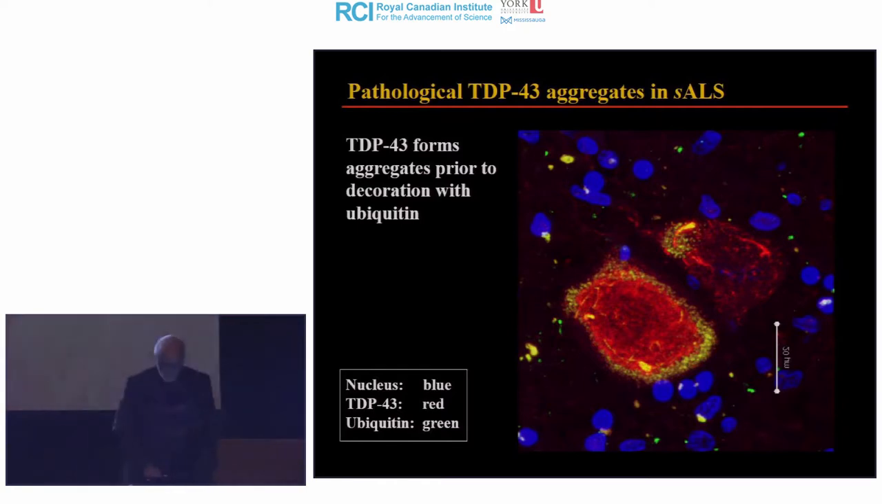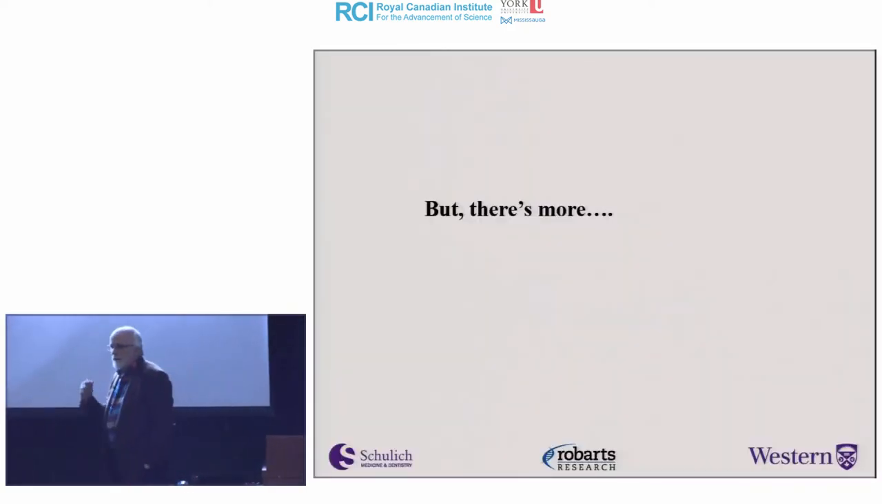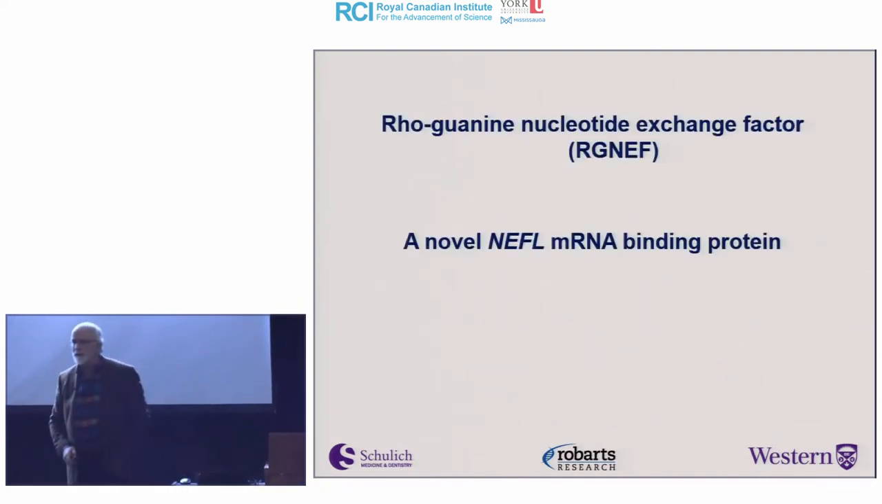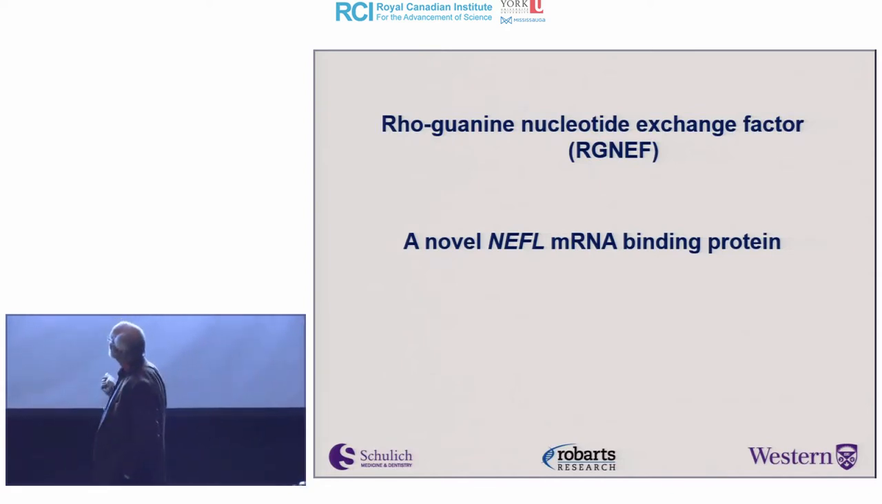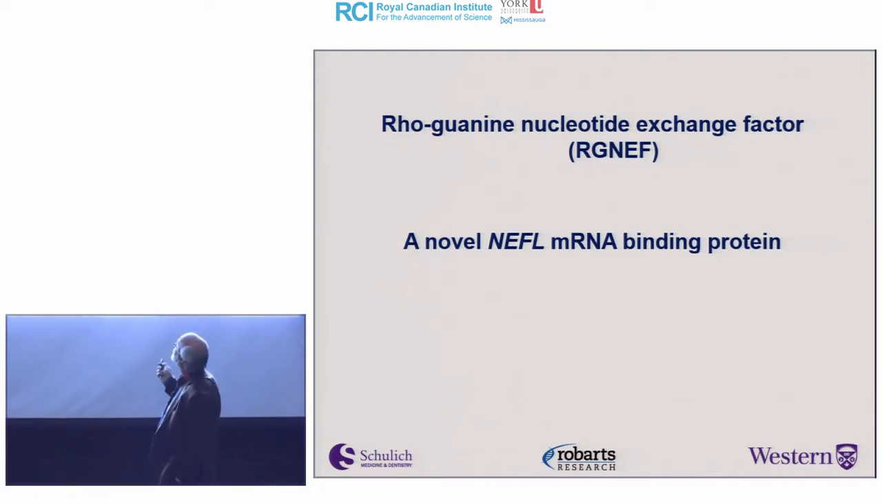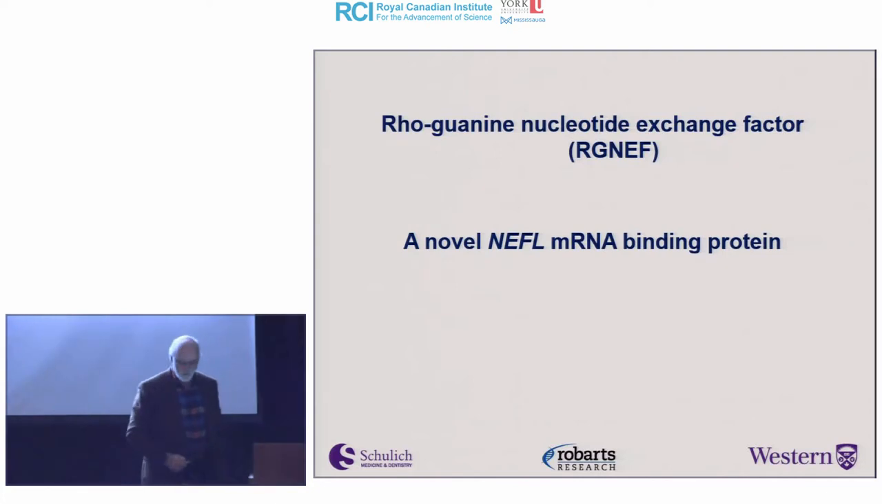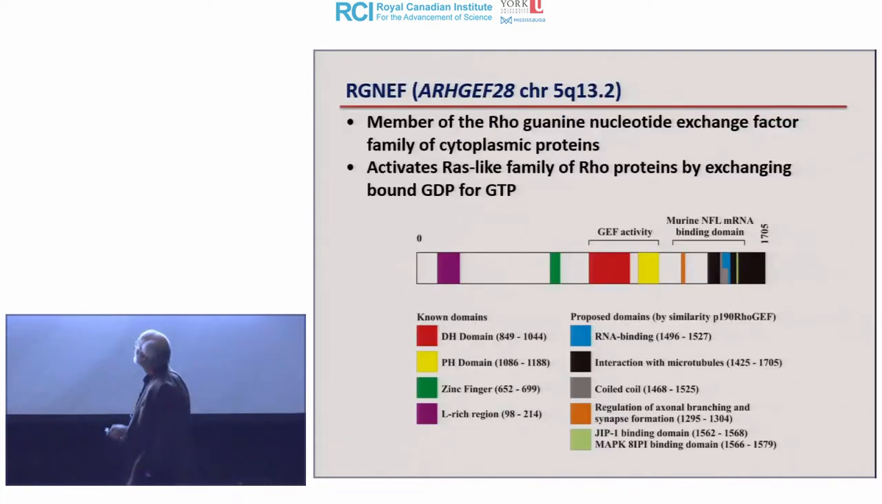And how are they forming? Well, how does that happen? And is that the only one that does that? Right? And the answer is, of course not. Wouldn't be here if that was the case. Okay? There's another kid on the block, and this is one that we discovered a few years ago. Right? Now, this is called RGNEF. It's got a long name for it, rho-guanine nucleotide exchange factor. We'll just call it RGNEF. It's less painful. Right? And it binds that RNA as well. Okay? So, it's also very unique.